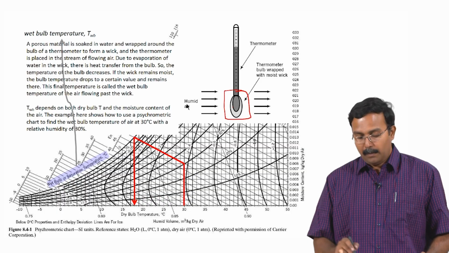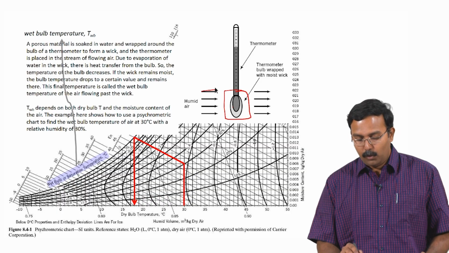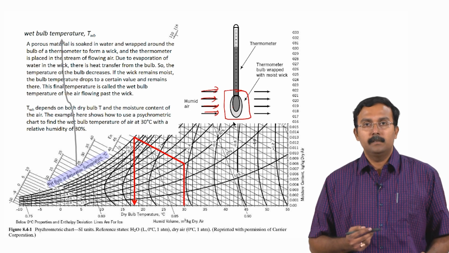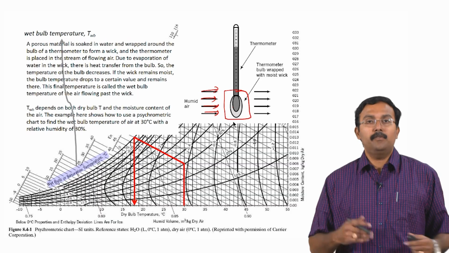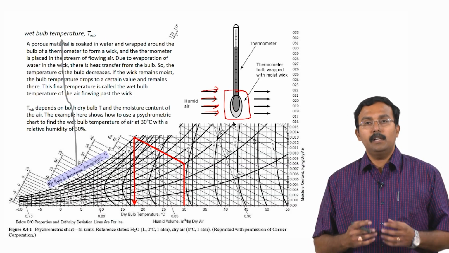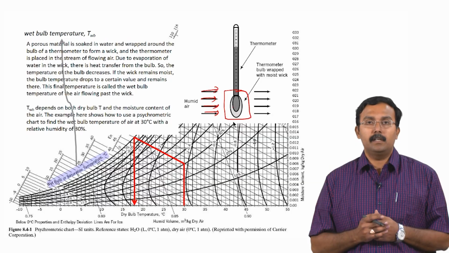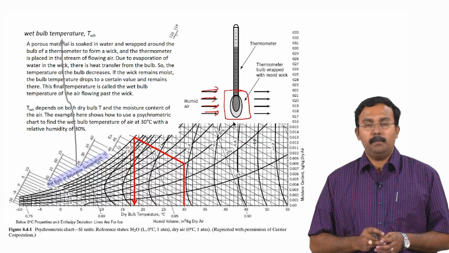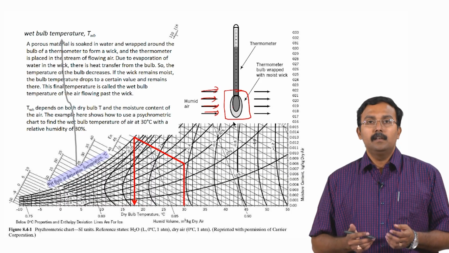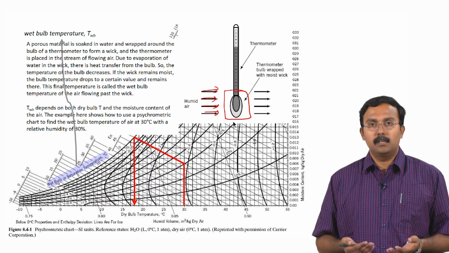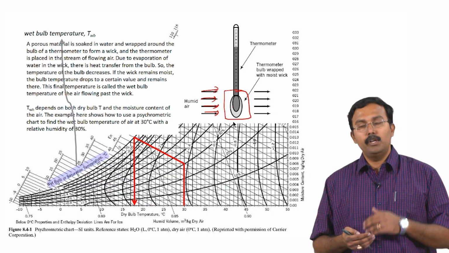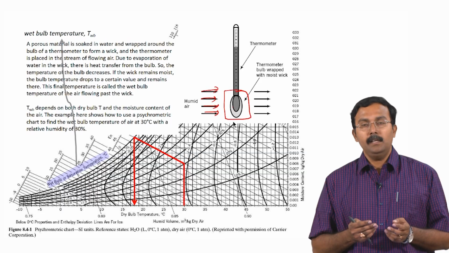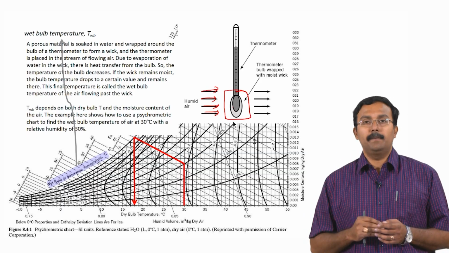What happens is when the humid air flows past this thermometer, some of the water is going to evaporate, because if the humid air is not under saturation, you are going to have more water getting evaporated. That is how you dry your clothes, right. Once the water starts evaporating, some amount of heat is lost, which means the temperature is going to come down. As more and more water evaporates, the temperature is going to keep coming down.